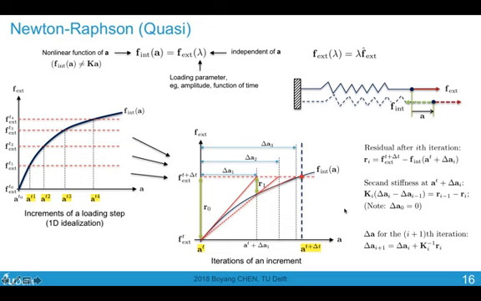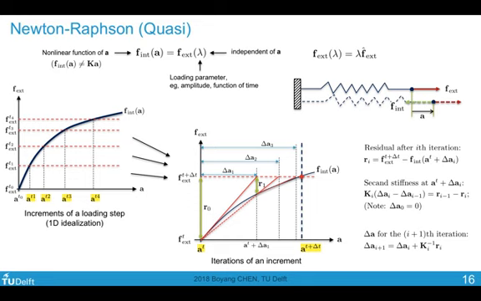This quasi-Newton is based on secant stiffness, and in terms of performance, it's in between full Newton-Raphson and modified Newton-Raphson. It is a very cost-effective way to calculate nonlinear solutions, and it's recommended when you have a very large system of equations to be solved.